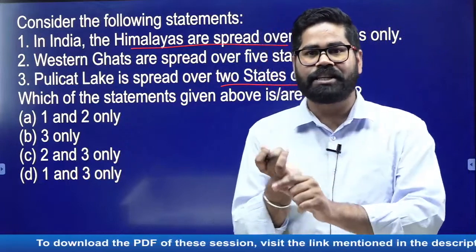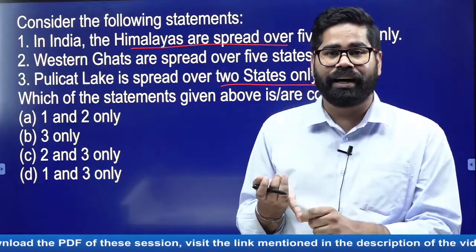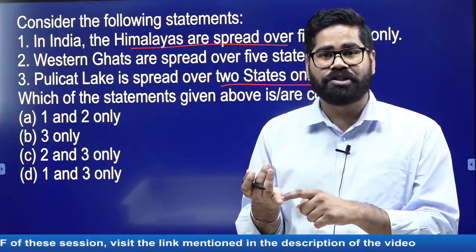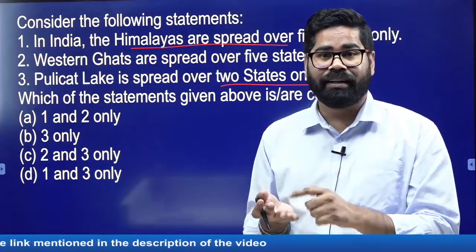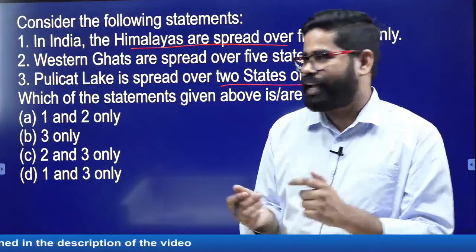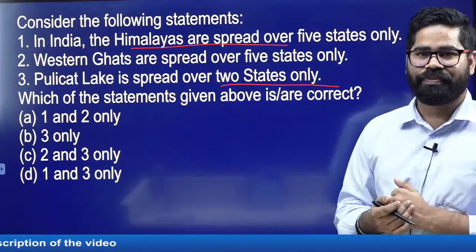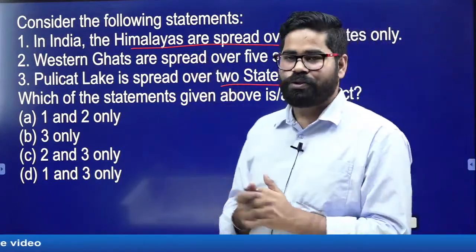See, the Western Ghats start from the state of Gujarat, then pass through Maharashtra, then you have Goa also, then Karnataka, then Kerala and Tamil Nadu. So here also we have 6 states, okay. So this one is also incorrect.